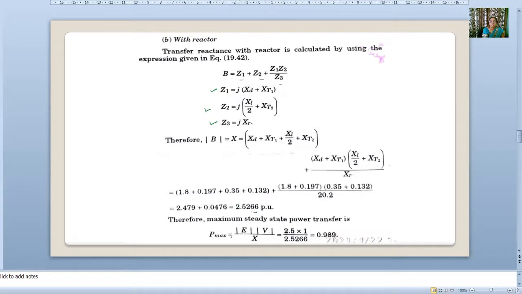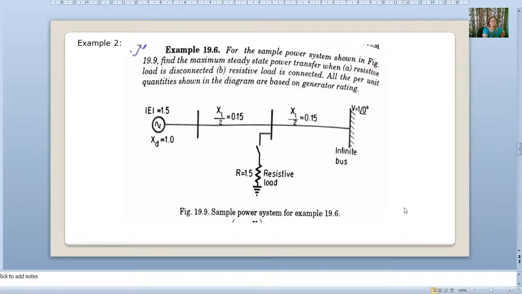Okay, now the maximum steady state stability: E is given, V is given, this is 0.989. When the reactor is disconnected, it is 1.008. When the reactor is connected, it is 0.989. It is reduced. Okay, this is our first example. Now we'll switch over to the second example.